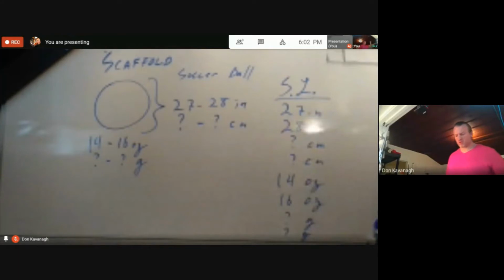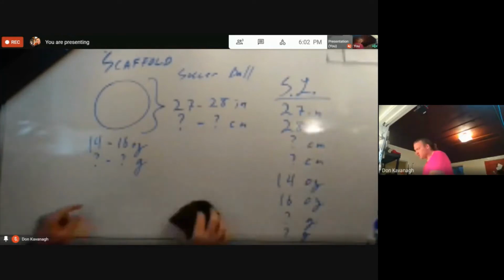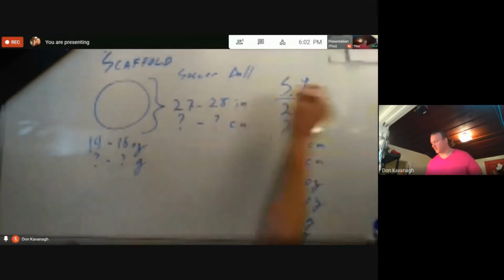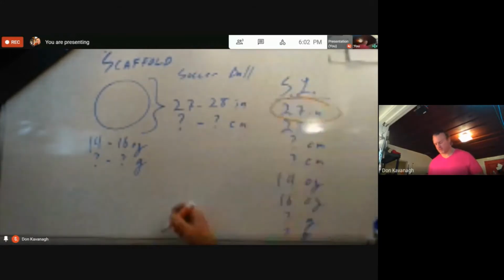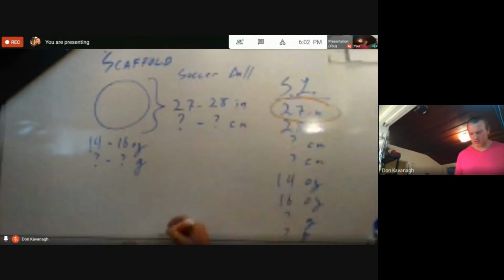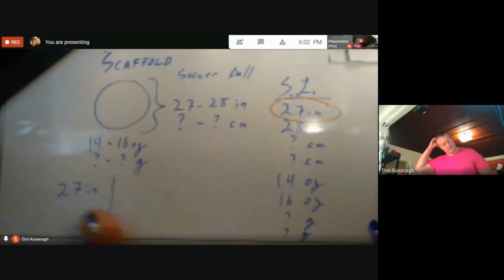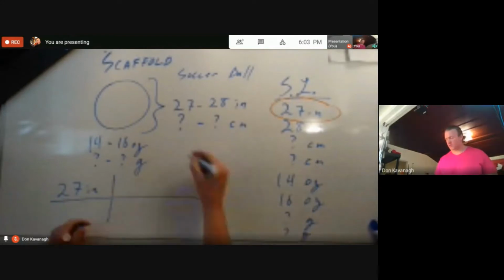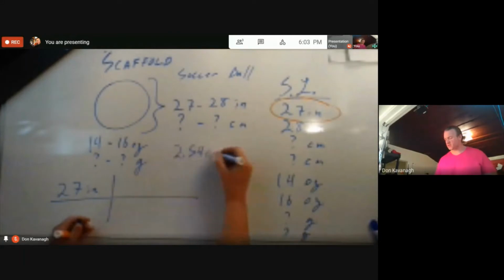Let me make up some room here. So I'm going to first solve for this one right here, 27 inches, and I'm going to convert it into centimeters. I'm going to start with my scaffold, 27 inches. Now, an inches to centimeters conversion is something you can Google, but I happened to know that 2.54 centimeters is in 1 inch.